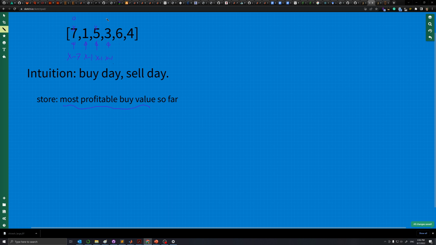And then what's the best sell value here? Because we only know one place to sell, the best sell value is 7 minus 7, which is 0. At 1, if you ask me what is the best buy value, the best buy value is 1, and we only have one chance to sell, so it's 1 minus 1. When we're at 5, what is the best buy value? It's 1. What's the best sell value? It's 5, so it's going to be 5 minus 1, which is 4.